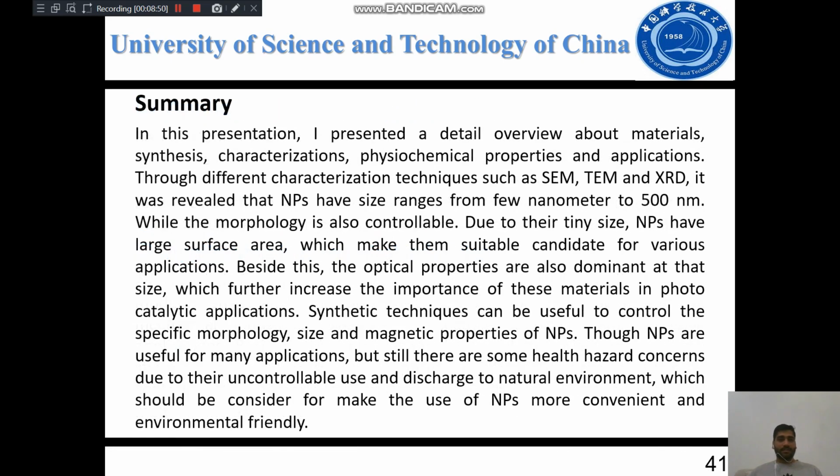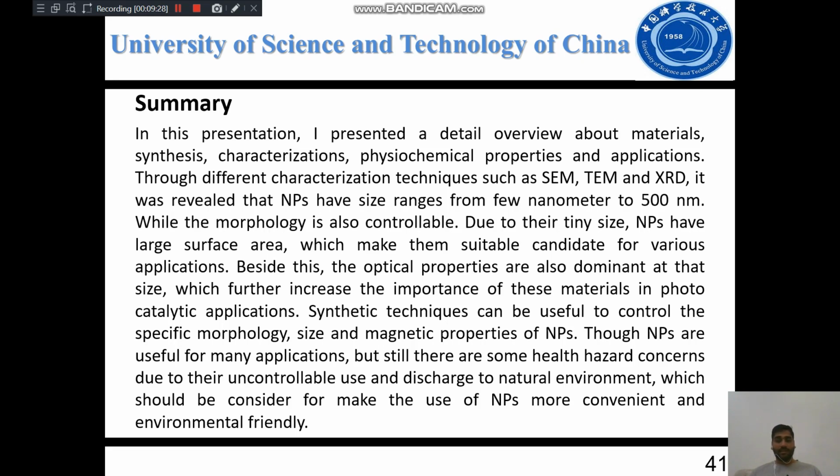Summary. In this presentation, I presented a detailed overview of material synthesis, characterization, physicochemical properties, and applications through different characterization techniques such as SEM, TEM, and XRD. It was revealed that nanoparticles range from a few nanometers to 500. The morphology is also controlled. Due to their tiny size, nanoparticles have a large surface area, which makes them a suitable candidate for various applications. Besides this, the optical properties are also dominant at that size, which increases the importance of the material in photocatalytic applications. Synthetic techniques can be useful to control the specific morphological size and magnetic properties of nanoparticles.